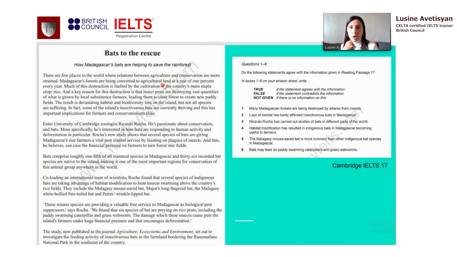So they're converted into agricultural land. Okay, so what is the reason? Much of this destruction is fueled by the cultivation of the country's main staple crop. So they need to cultivate to feed the nation, I'd say.